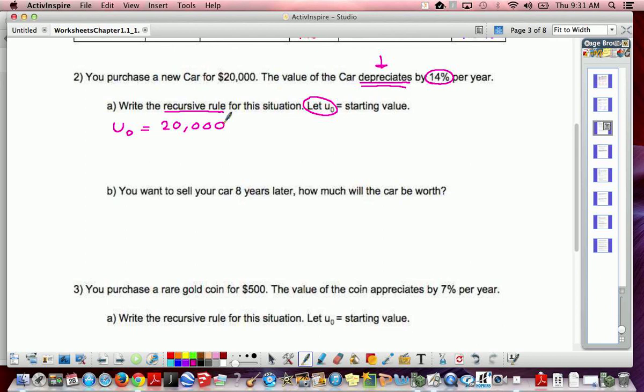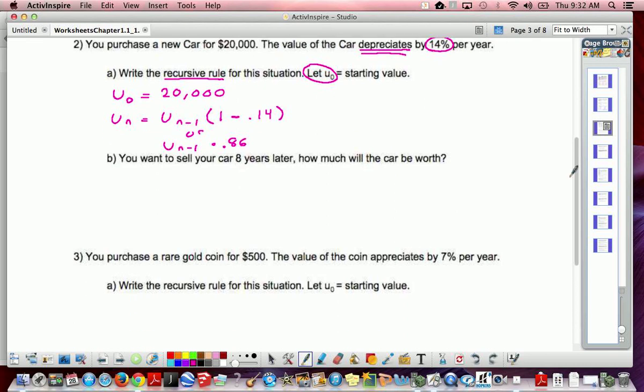and 2 years. Okay? So, continuing on, u sub n equals u sub n minus 1. Next equals the previous. Now we use this common ratio. Common ratio, since it's depreciate, 1 minus 0.14. Move that decimal over. Or what I would prefer you to write as u sub n minus 1 times 0.86. However, I will accept both. The calculator will use the one up top.